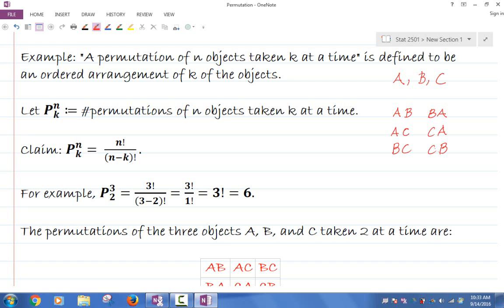So if I use that as a fact, then for example, what's the number of permutations of 3 objects taken 2 at a time from that formula? Well, from that formula, N is now 3, K is 2. So I get 3 factorial over 3 minus 2 factorial. And if you do the arithmetic, you get 6.